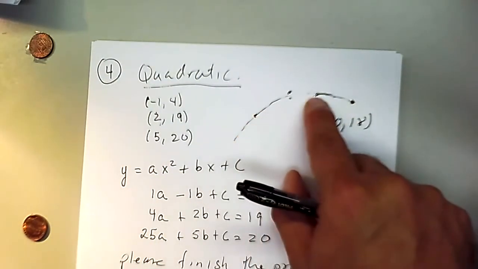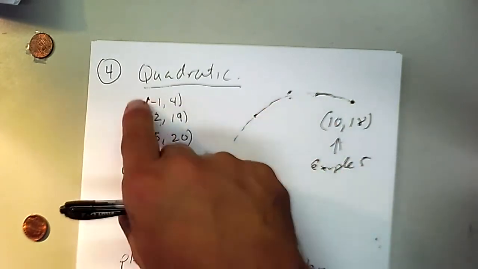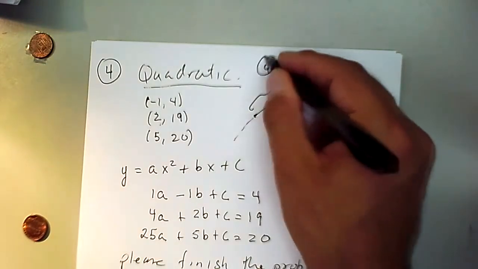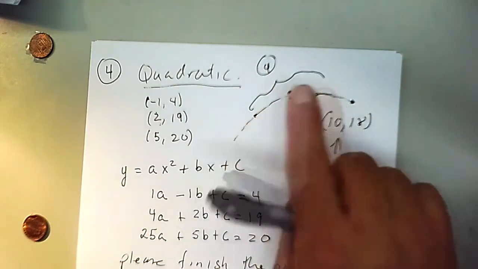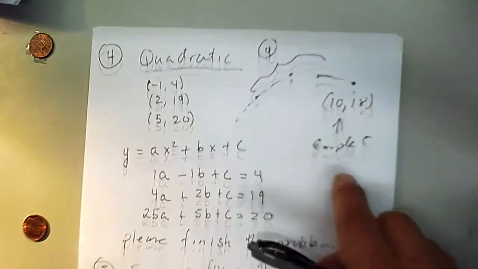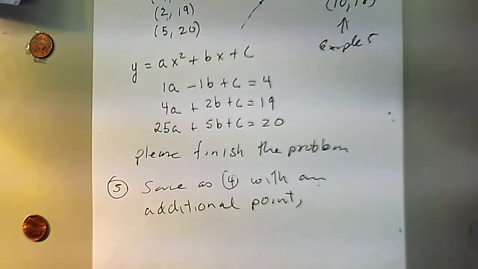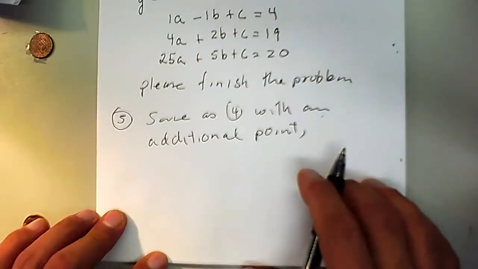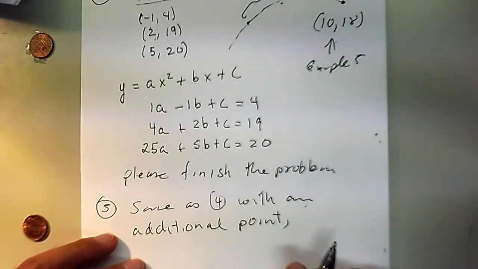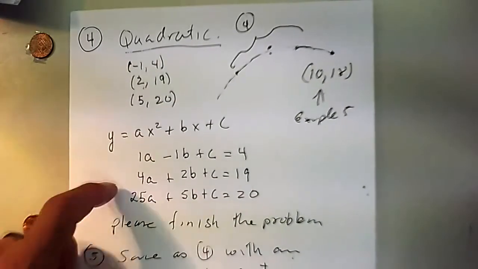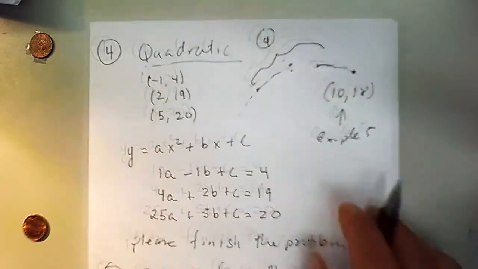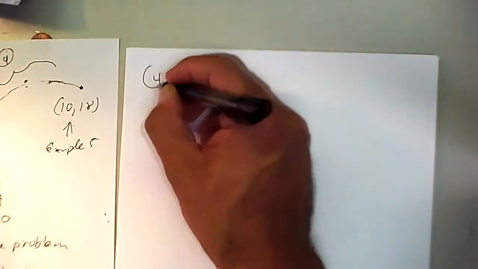So those 3 points alone correspond to problem 4. But if we add one more, now we got 4 points. That is what I'm making up for example 5. So what is the corresponding problem? Let me back up a little bit here to example 4 and write down. Yeah. So I'm going to do this in parallel.